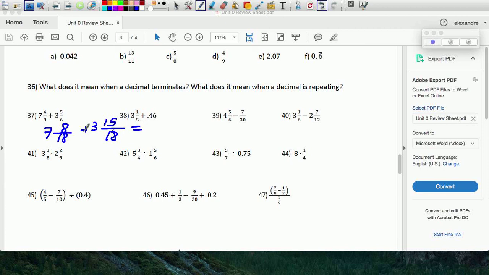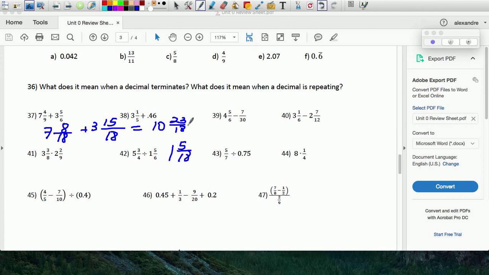Now I can add, right? So 7 and 3, my whole numbers is 10. My fractions, 8 plus 15 is 23 over 18. Again, here's the problem if you don't change it to improper fraction. You need to regroup. So 23 over 18, 18 goes into 23 one time, 5 left over.